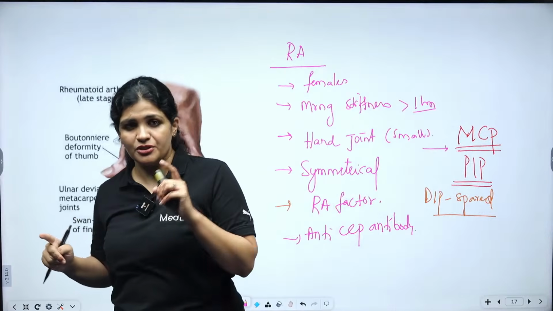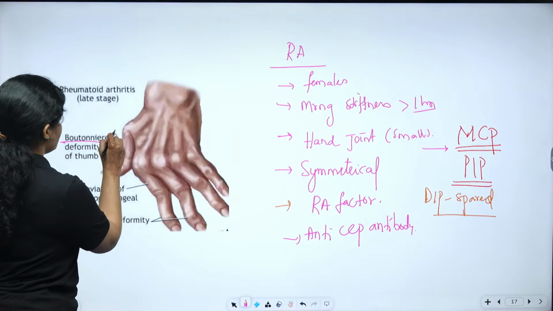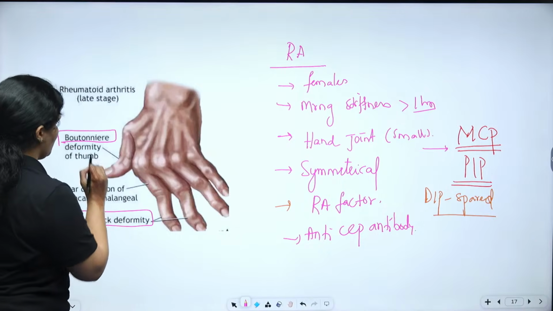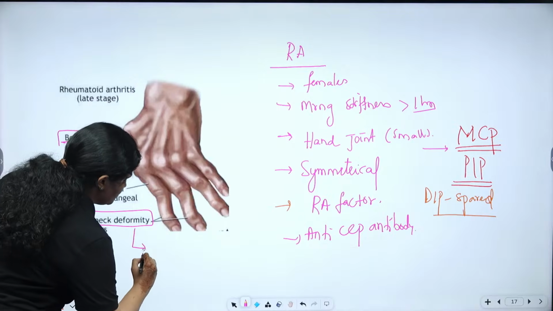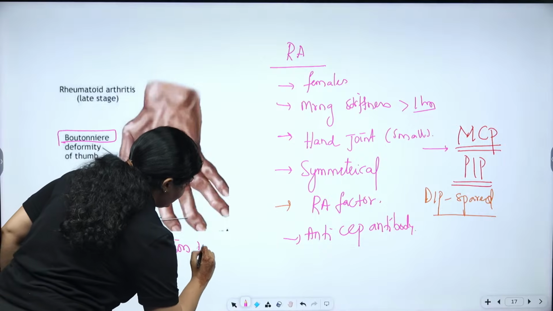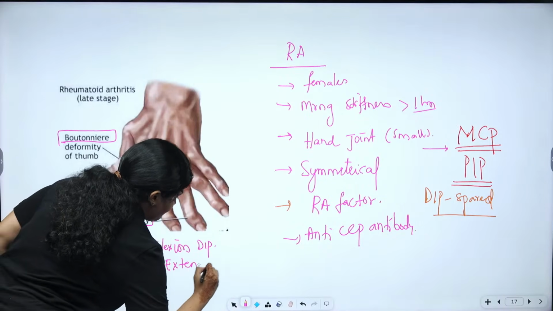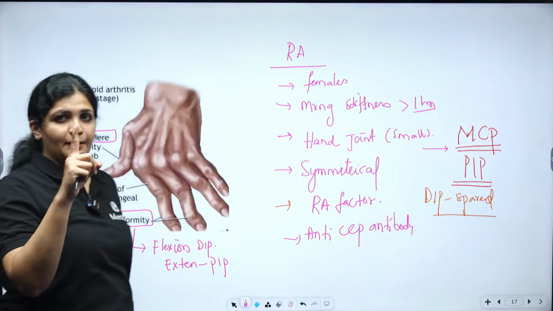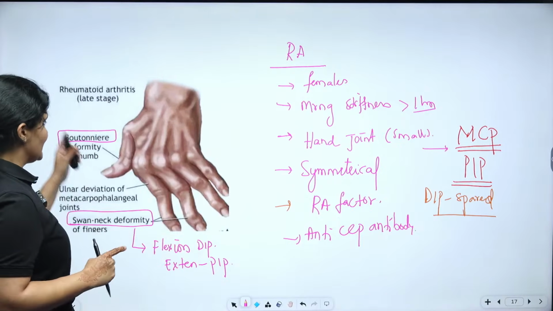One is called the boutonniere deformity. The other one is called the swan neck deformity. So what is a boutonniere deformity and swan neck? When it comes to swan neck deformity, you see there is a flexion at the DIP, right? And there is an extension at the PIP, right? So remember it as FE. Flexion at the DIP and extension at the PIP. So that is your swan neck deformity.